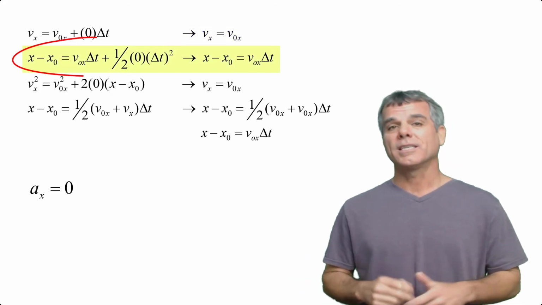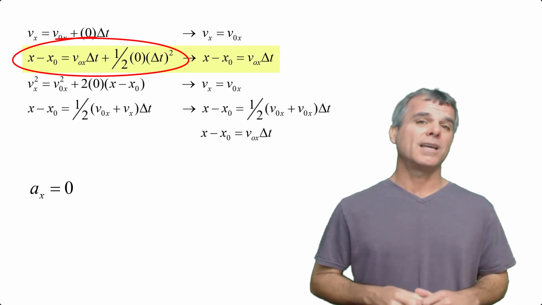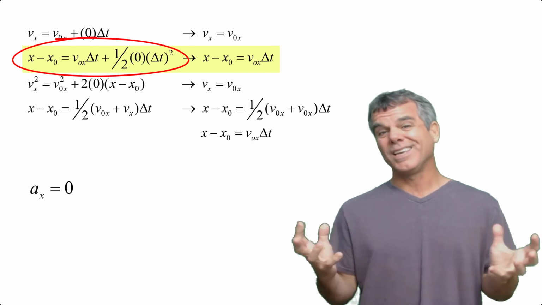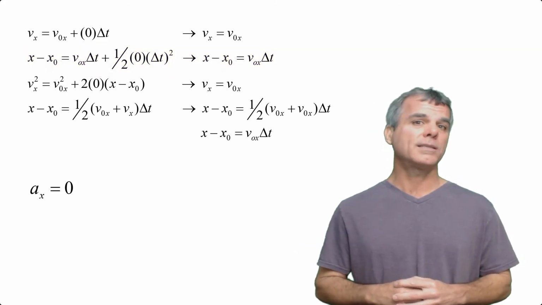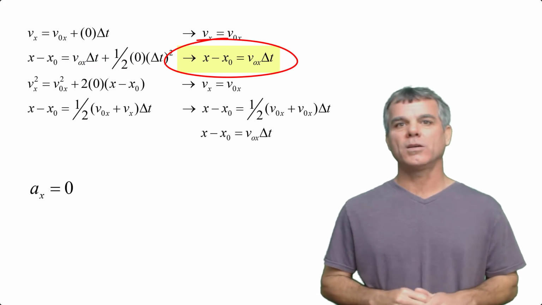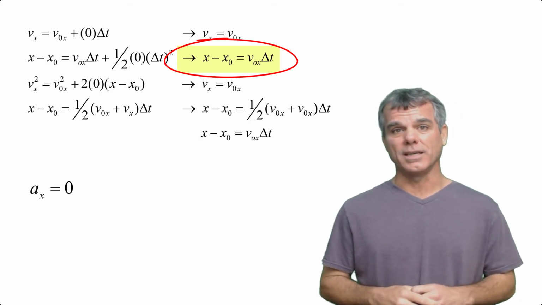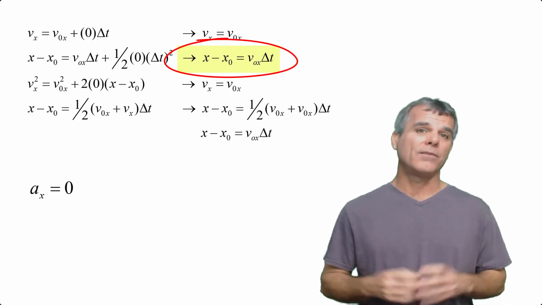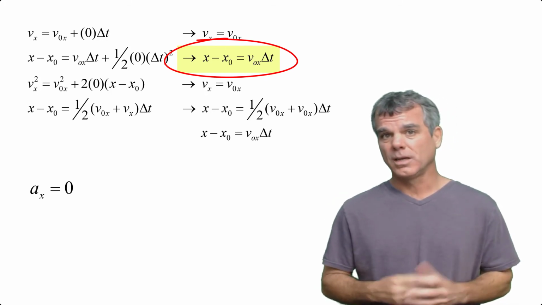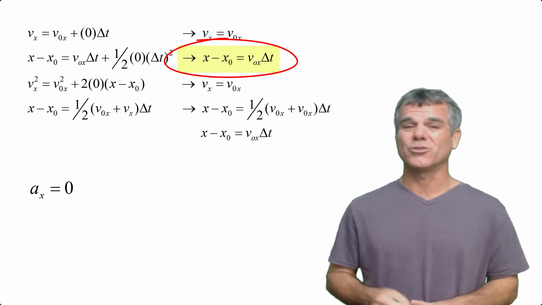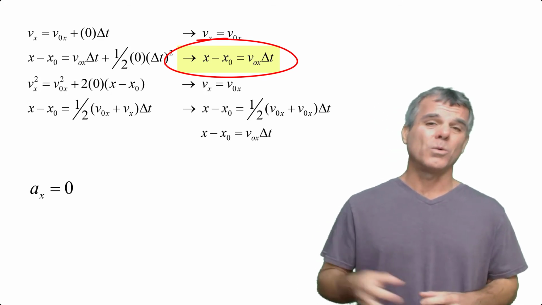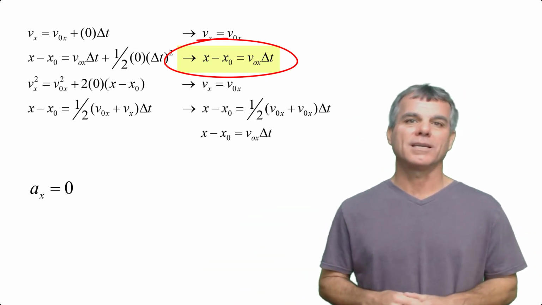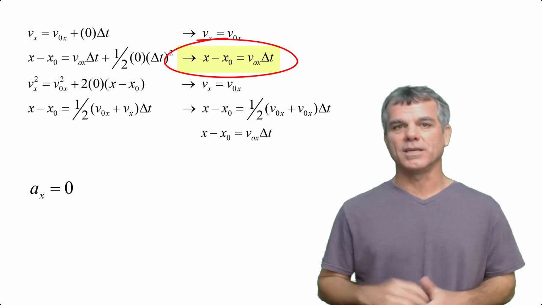Second equation, x minus x naught equals V naught x delta t plus 1/2 Ax times delta t squared. If I plug in Ax equals 0, what I get is x minus x naught equals V naught x times delta t. In my view, this is the only real equation we have when dealing with the horizontal motion. As long as we realize that the velocity in the x direction never changes, the only equation we have to work with positions and velocity and time is x minus x naught equals V naught x times delta t.